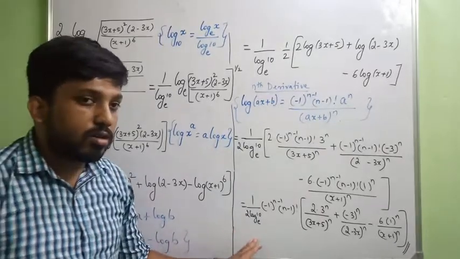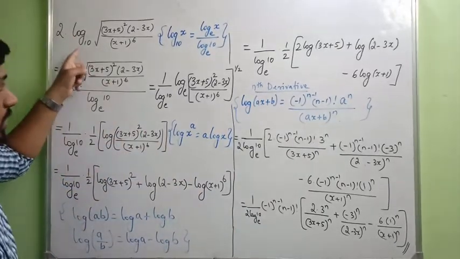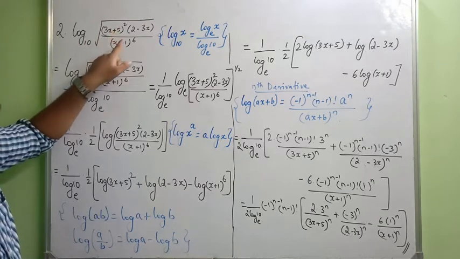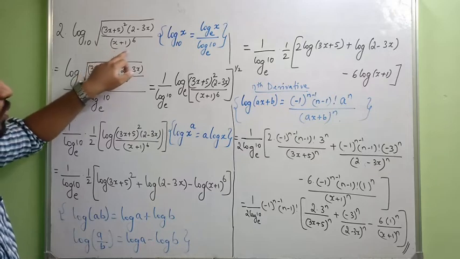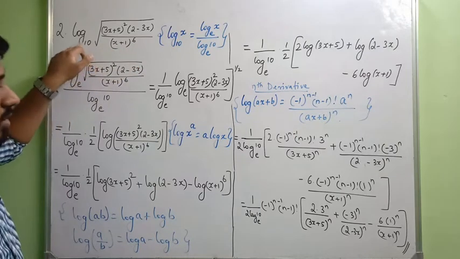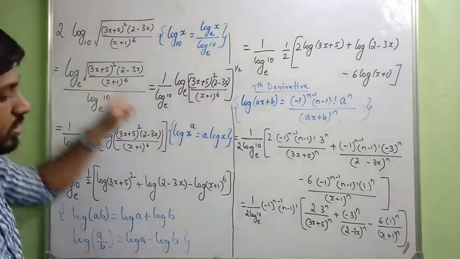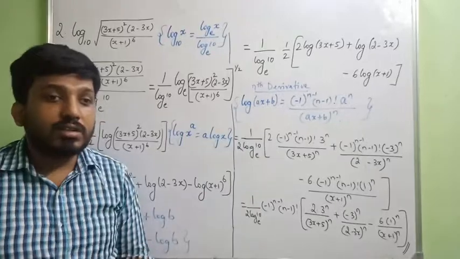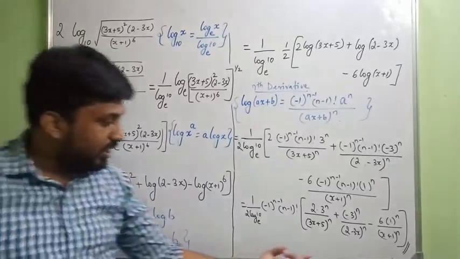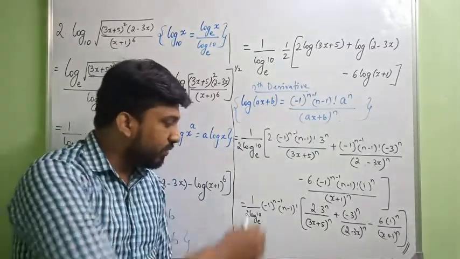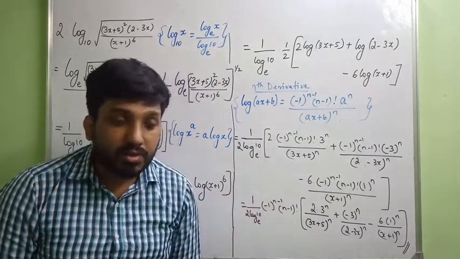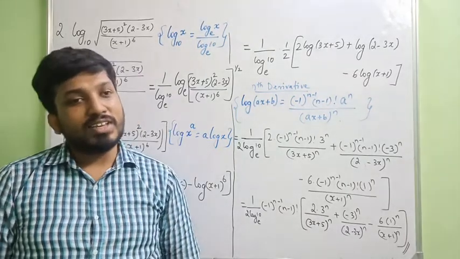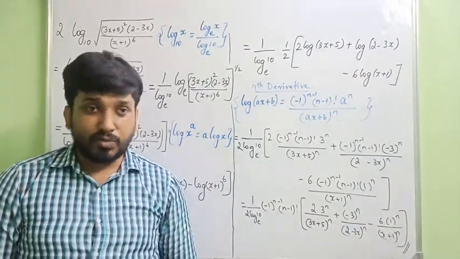So this is the required solution for this function, log to the base 10 of root of log of 3x plus 5 the whole square into 2 minus 3x by x plus 1 the whole to the power of 6. The nth derivative of this function is nothing but this one. So if you want to find out the 56th derivative of this function, just take this answer and substitute 56 in that place, then you will get the 56th derivative of this function. I hope you understood and you enjoyed. This is the way we find the nth derivative of a function.